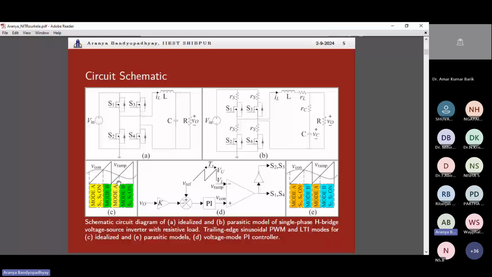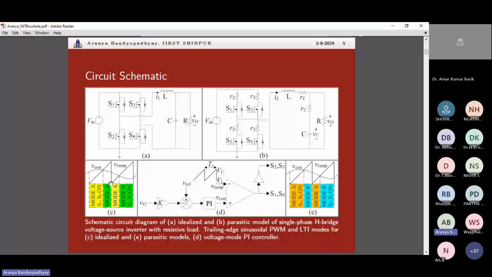So what happens when Vcon intersects Vramp? A switch occurs and mode A turns to mode B. And what does it mean? Switches S1 and S4 were on during mode A, when mode A was in the operational phase. And when Vcon intersects Vramp at this stage, state switching occurs, and mode A turns into mode B. Then the switching time period begins from this point up to this point. At the end of the switching time period, there is a kind of discontinuity, but it suddenly just comes down.